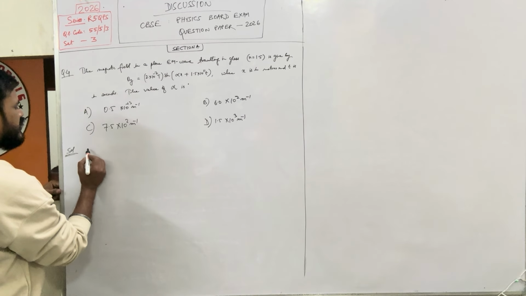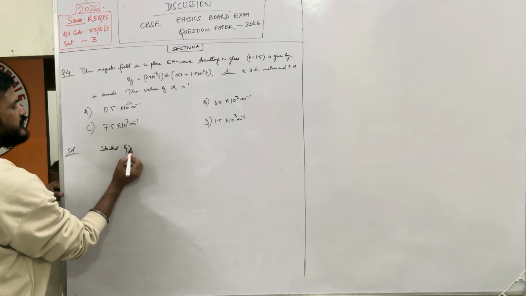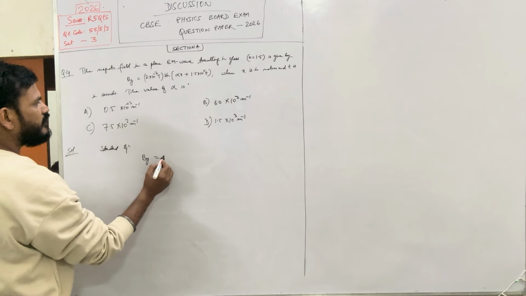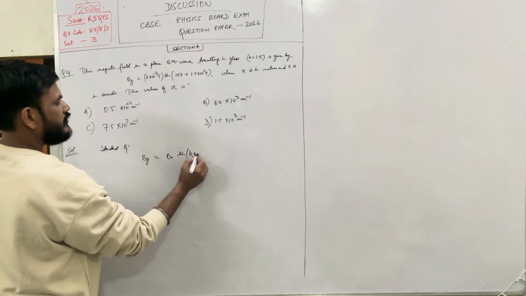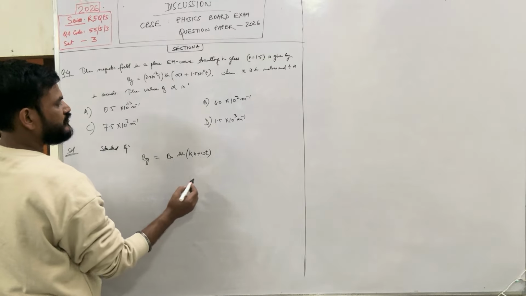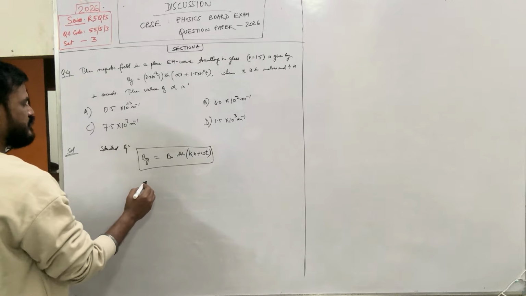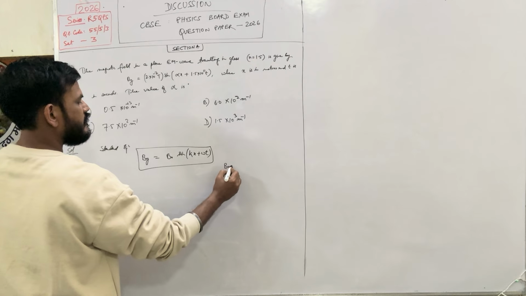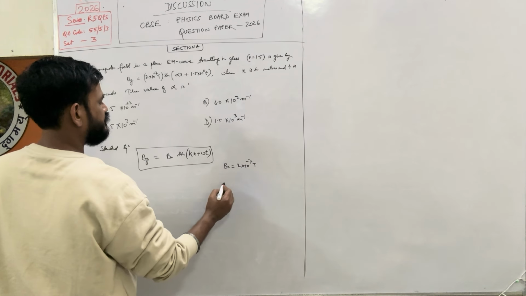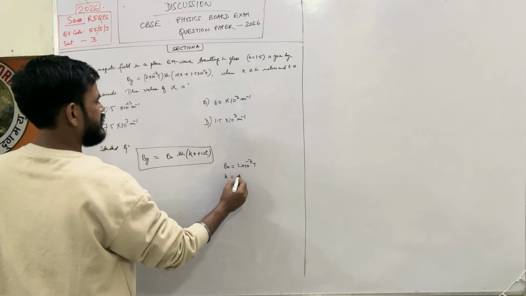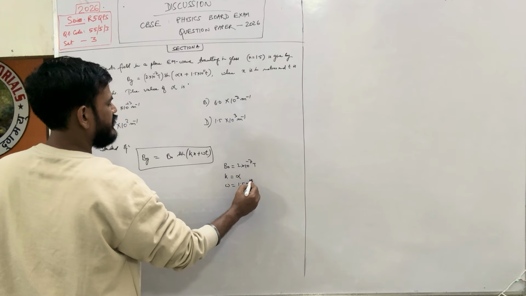So you see the standard equation, B will be B naught sine kx plus omega t. So here if you compare, B naught comes out to be 2 into 10 power minus 7 Tesla, k is alpha, omega is 1.5 into 10 power 11 hertz.